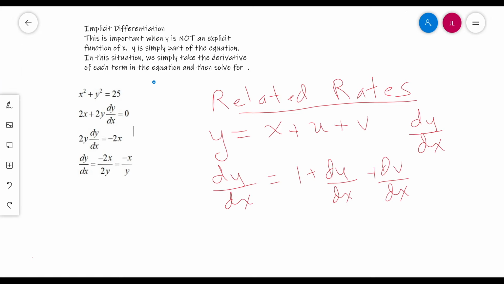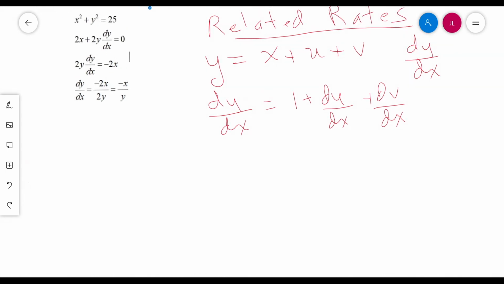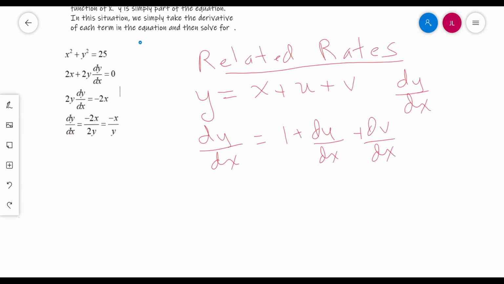And similarly, we could decide to take the derivative. Let's bring this down just a little bit. And let's say instead of dy/dx, we want dy/dv.